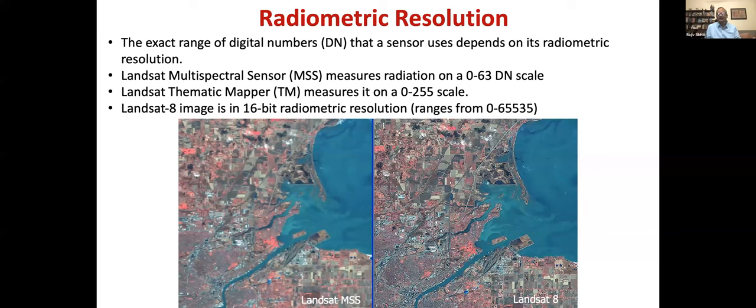Again, an example of radiometric resolution: Landsat data vis-a-vis Landsat 8 data. So thematic data had 256 scale data compared to 65,000 scale data, for example, here. You can see the difference.